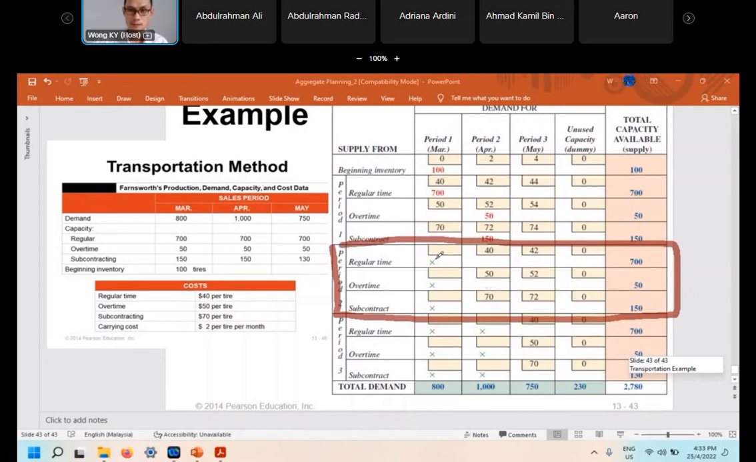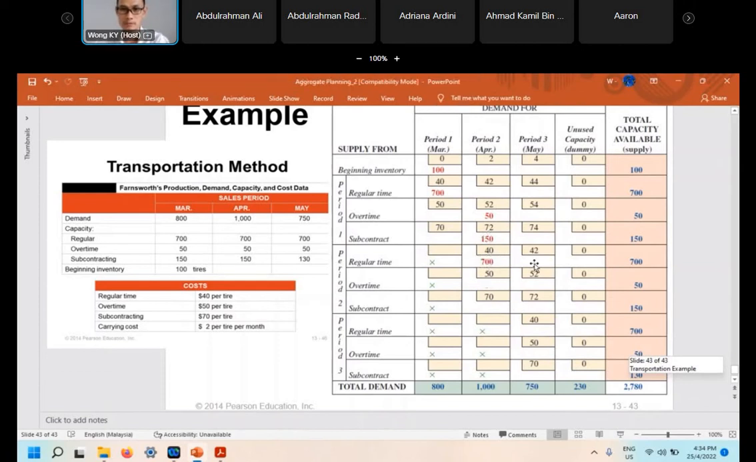Right? So as I said, this part can be cancelled off because I'm already done with period 1. So it means I can start with the cell over here. Look for the cell that has the minimum cost. As I said, don't go for 0, 0, 0, because the dummy column is meaningless. So start with this cell. This cell has the minimum cost, $40. So what is the maximum amount I can assign here? Okay, 700, correct. Right, 700, and then done.